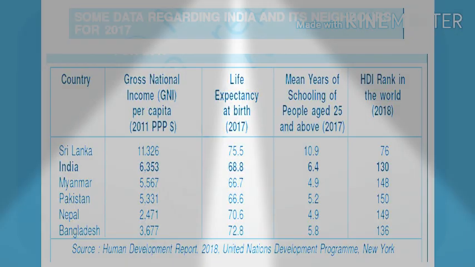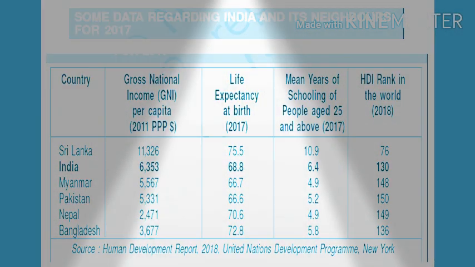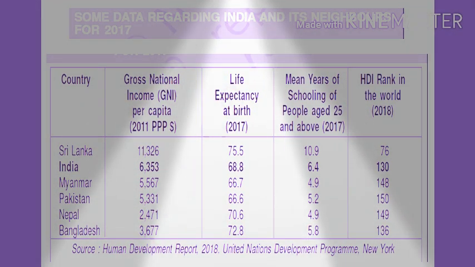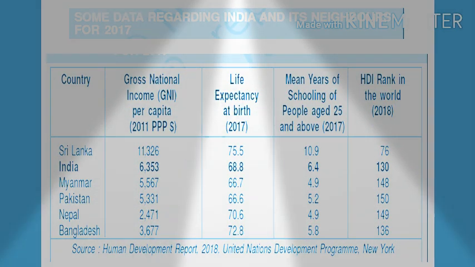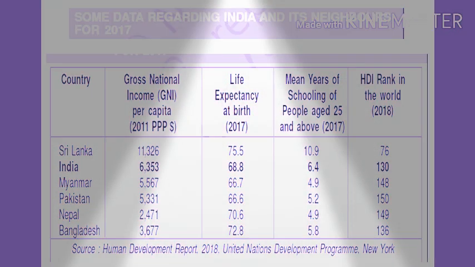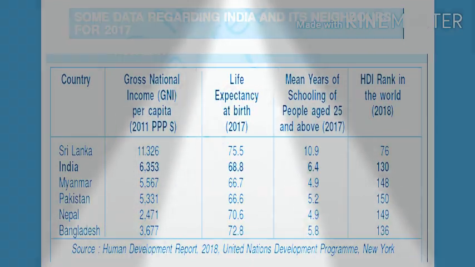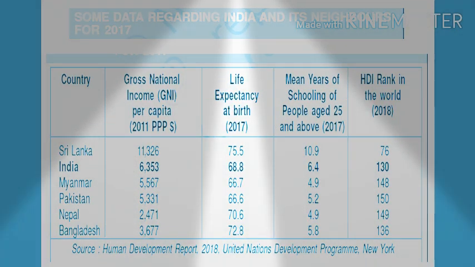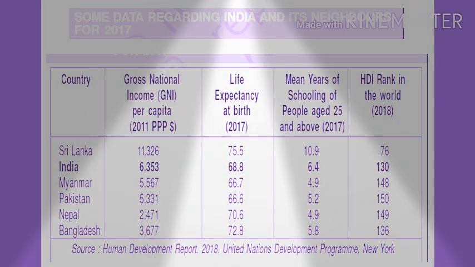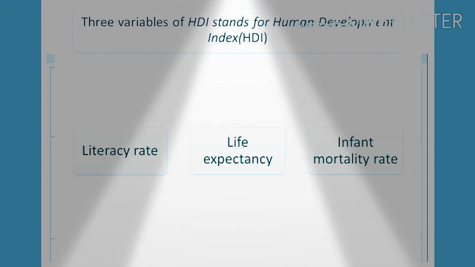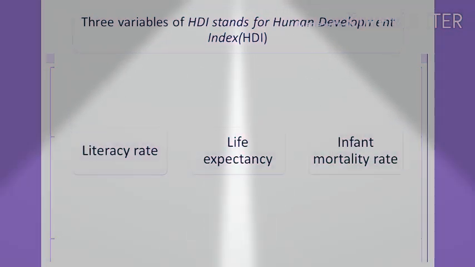Now you can see there is a table regarding this, and we have some countries like Sri Lanka, India, Myanmar, Pakistan, Nepal and Bangladesh. These are important countries for us. And here you can have all these figures like gross national income. Then we have life expectancy, mean years of schooling of people aged 25 and above. And then we have the HDI rank, Human Development Index rank. Now HDI stands for Human Development Index.